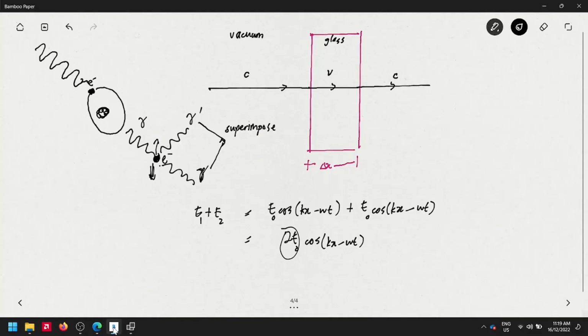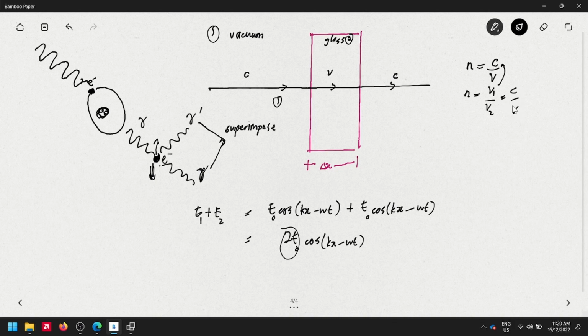The index of refraction is defined as c over v. Or if you have medium number one, the vacuum, and the glass, which is medium number two, the index of refraction is given by the speed of light in the vacuum over the speed of light in the medium. So the speed of light in the vacuum is given by c.